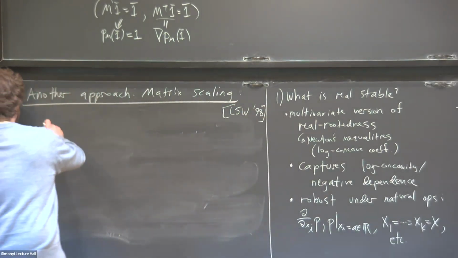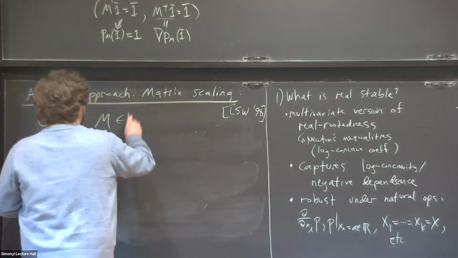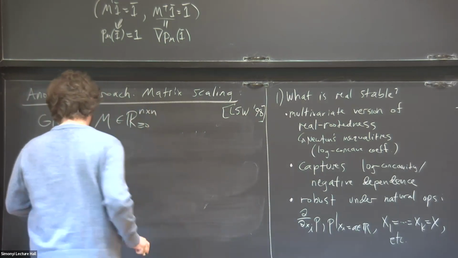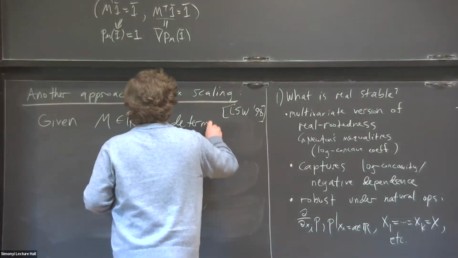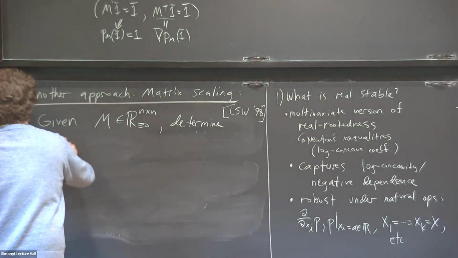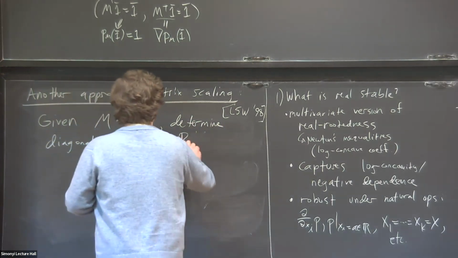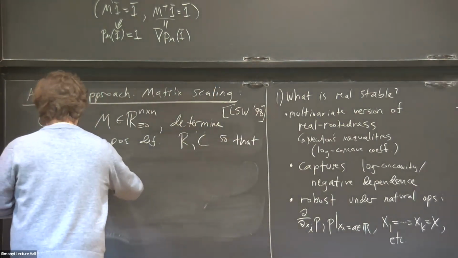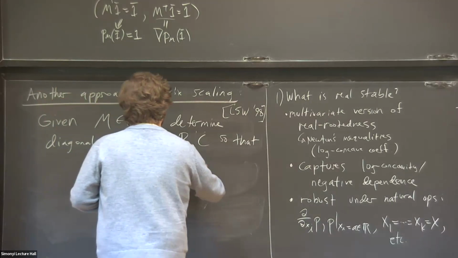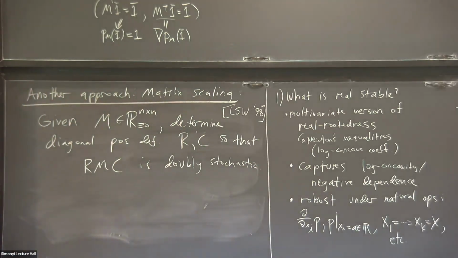So here is the problem, this matrix scaling problem, or at least the specific one I'm going to talk about today. You take some non-negative entry matrix M, n by n. You want to determine some diagonal positive definite matrices, R and C, so that RMC is doubly stochastic. This is a very specific version of this problem.